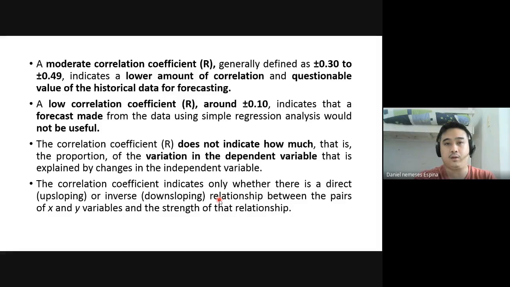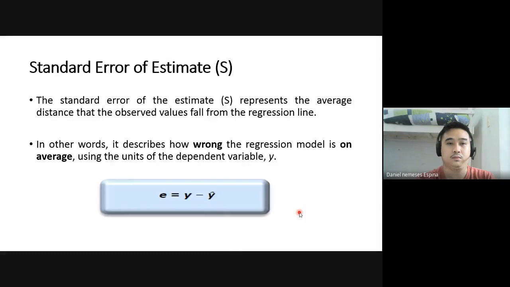So because of this weakness, that's why we also need to look at other statistical tools. So we have to look at the coefficient of determination, the T-statistics, and the standard error of estimate. Okay, so what is the use of the standard error of estimate? The standard error of the estimate represents the average distance that the observed values fall from the regression line.